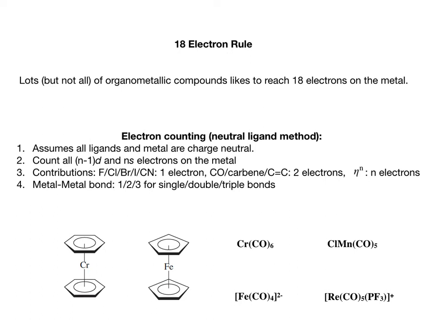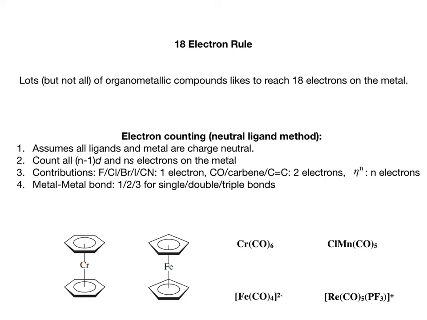Now in the text, there are two ways introduced to count the number of electrons, and I'd recommend using the so-called neutral ligand method. In this case, you assume all ligands and metal are charge neutral. So this is slightly different from the coordination complexes we have encountered before. But it will make it easier because you don't have to deal with the charge state of the metal, and I think it will give less confusion when you look at a very complicated complex.